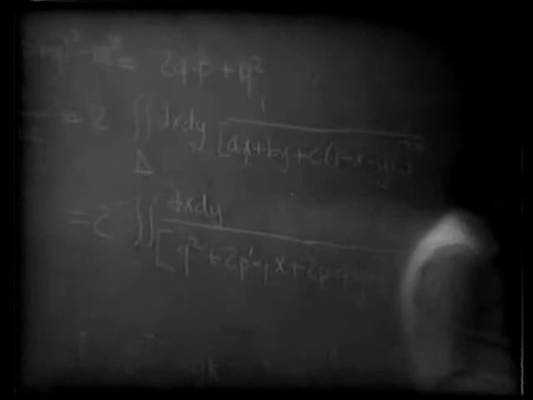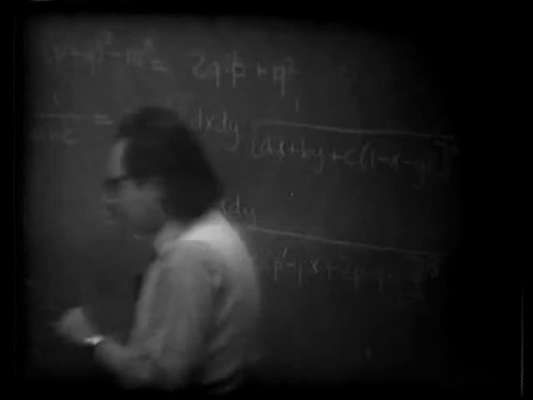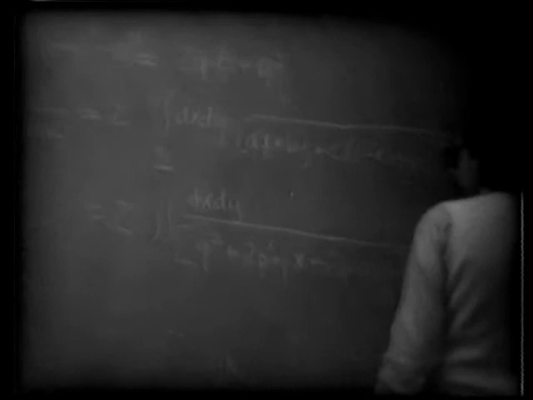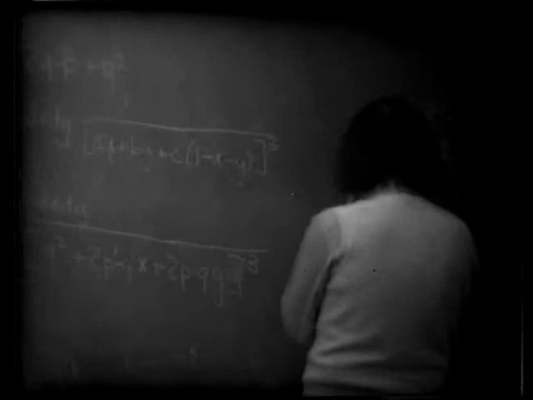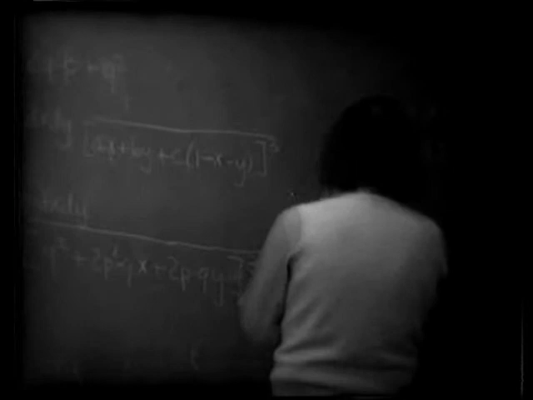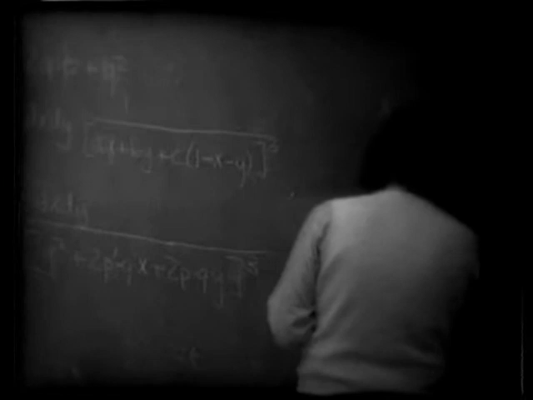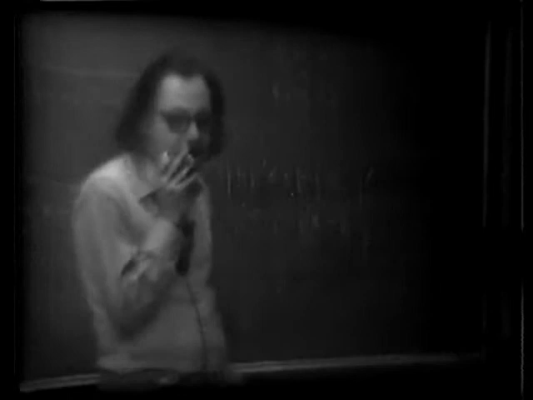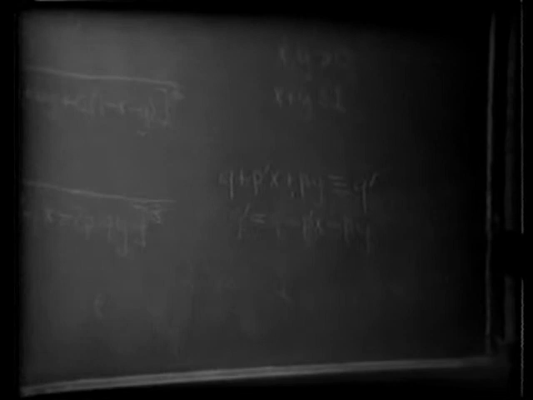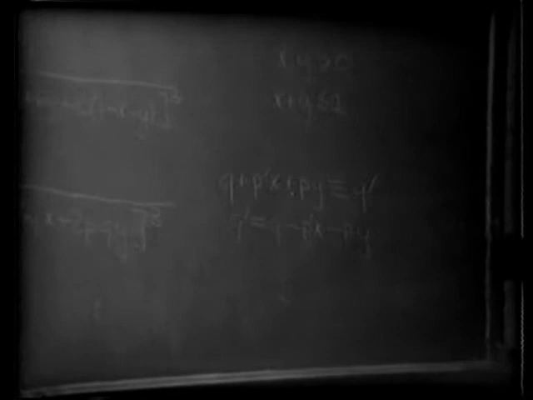It is now fairly easy to do this integral by making the famous shift. q plus p prime x plus p y equals q prime, or equivalently, q prime equals q minus p prime x minus p y. We thus complete the square in the denominator. Now that should be q equals q prime minus p prime x minus p y. Yes, you're right. Thank you. I just wrote this. You're keeping me honest. Good.